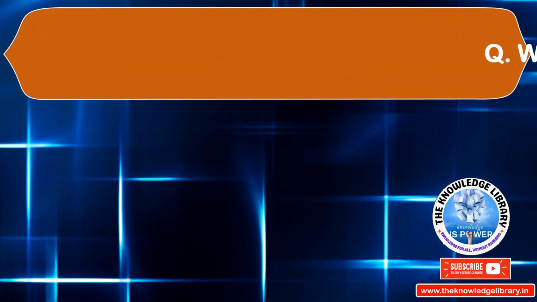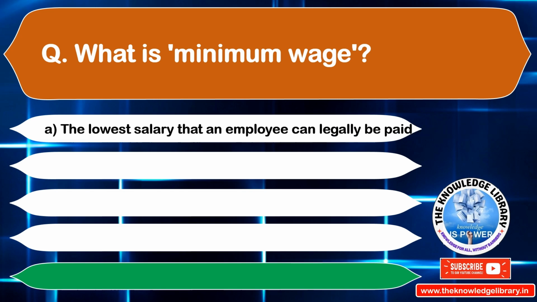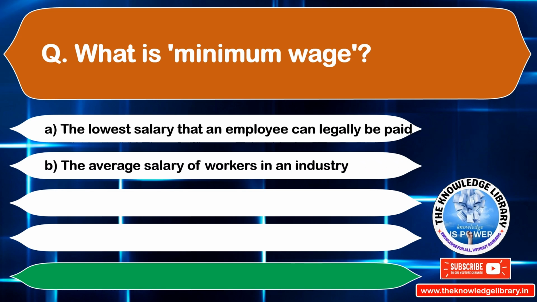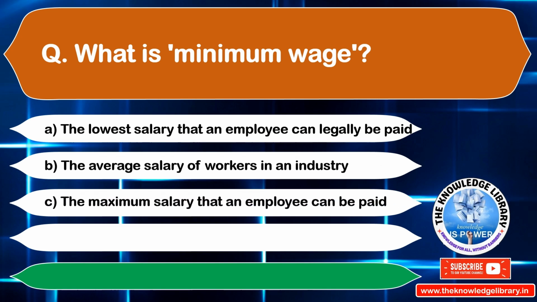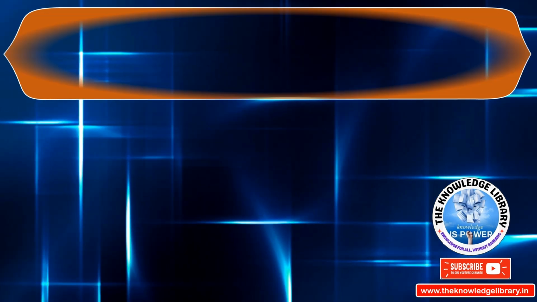What is a minimum wage? Option A, the lowest salary that an employee can legally be paid. Option B, the average salary of workers in an industry. Option C, the maximum salary that an employee can be paid. Option D, the average cost of living. The correct answer is option A, the lowest salary that an employee can be legally paid. Moving to the next question.